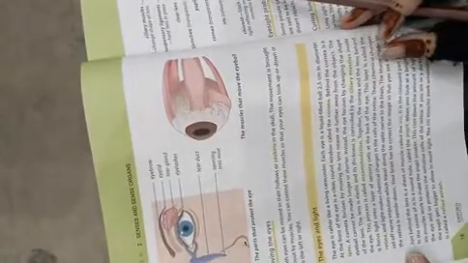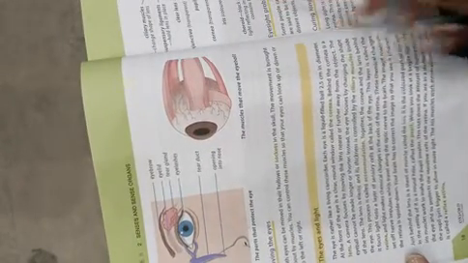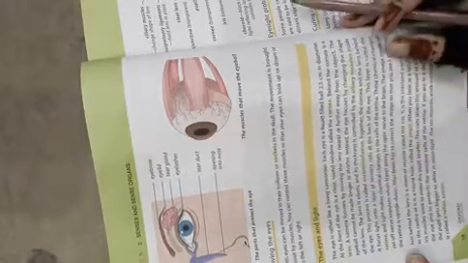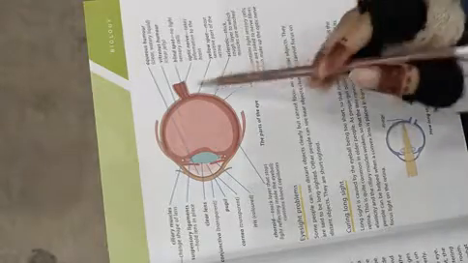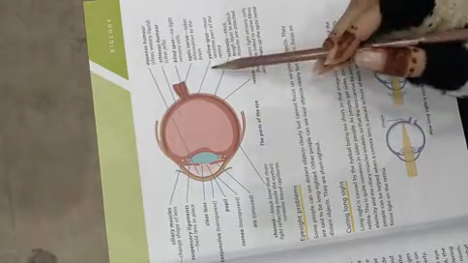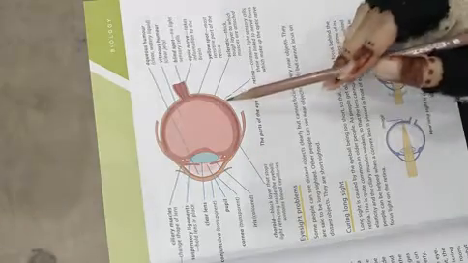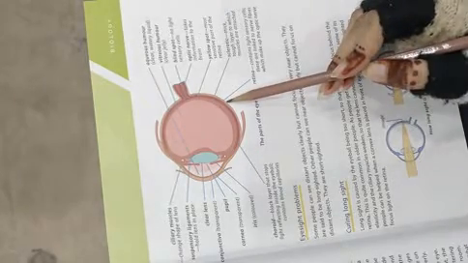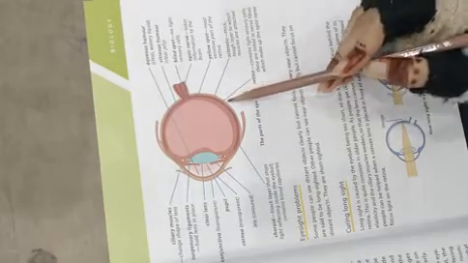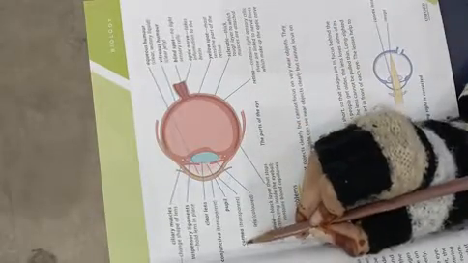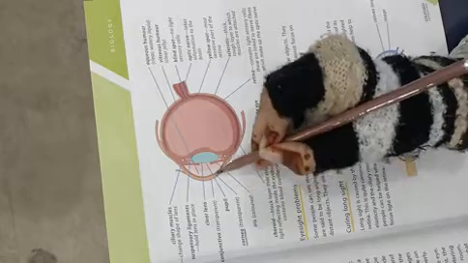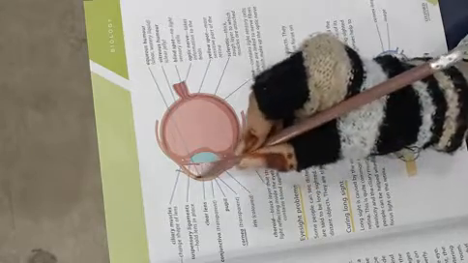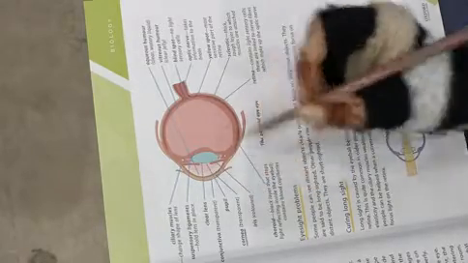The next one is to see the structure of the eye. As you can see in this picture, page number 19, these are the parts of the eye, or the microscopic view of the eye. The first one is called the cornea. As you can see, this transparent line, this is the cornea.